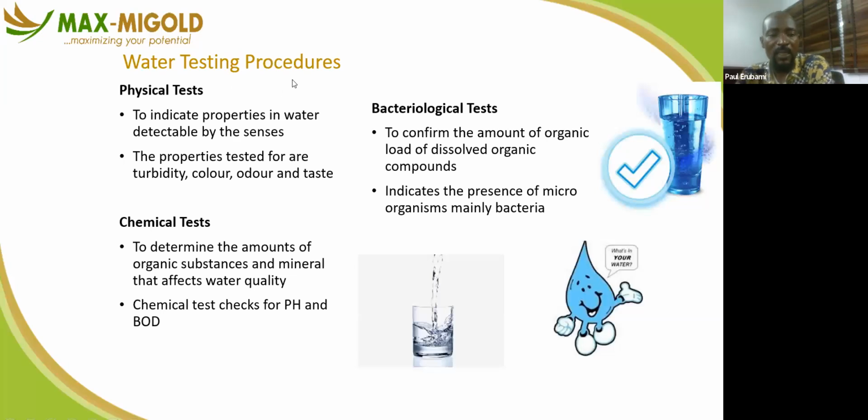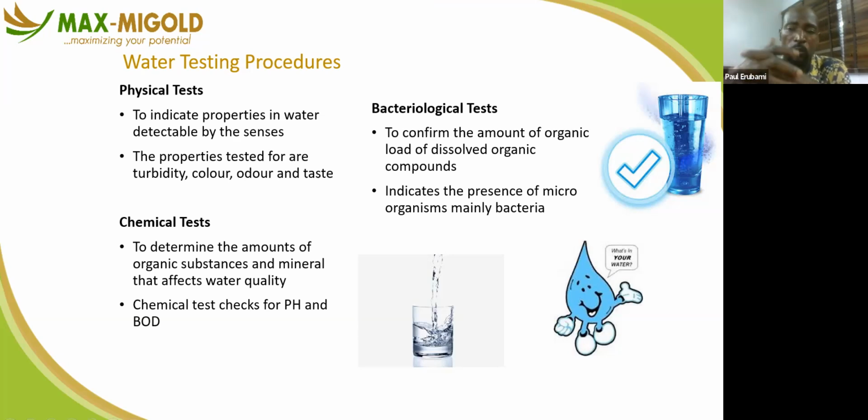So what are the water testing procedures? You have physical testing. Physical testing is talking about: is the water colorless? Is it odorless? Is it tasteless? That's physical testing. Then the chemical testing involves testing to confirm if the water has nitrate, nitrite, lead, dissolved manganese, calcium, and hardness, which is calcium carbonate. These are all chemical tests that we can carry out on water.